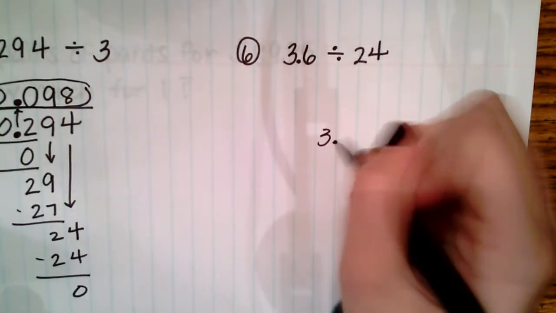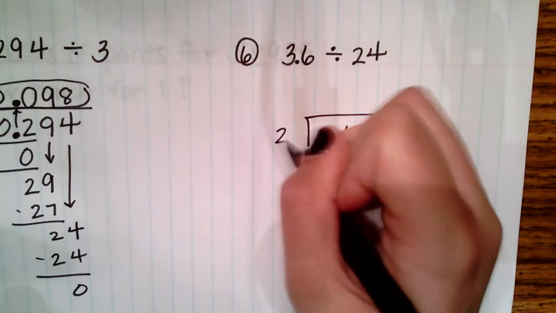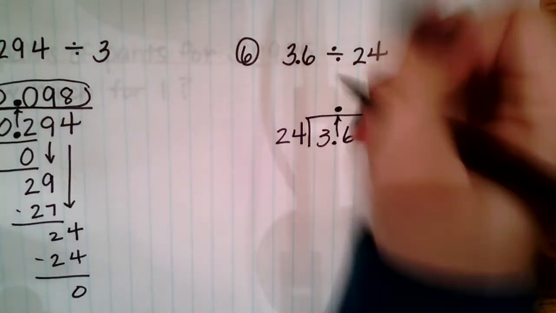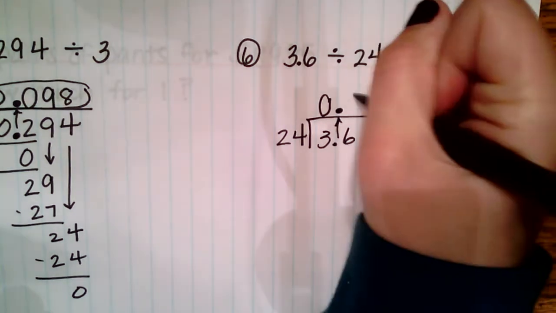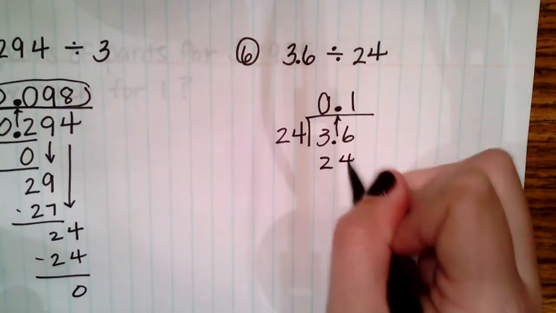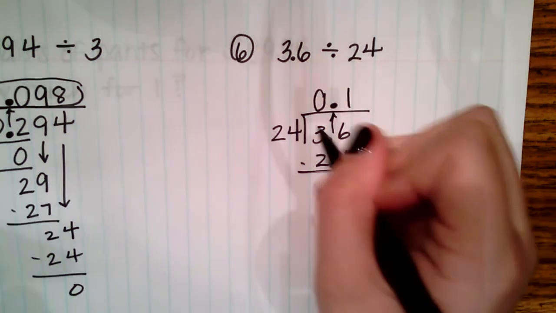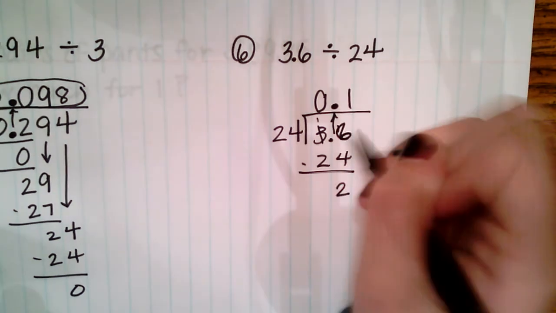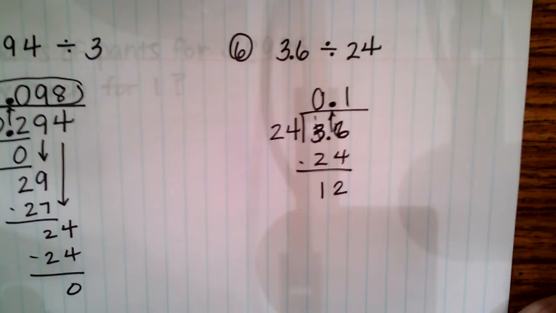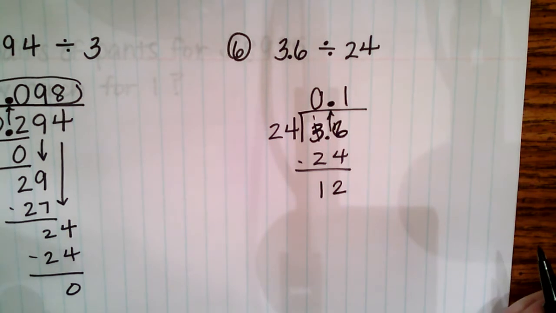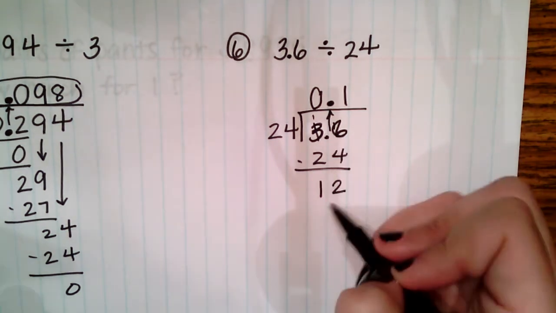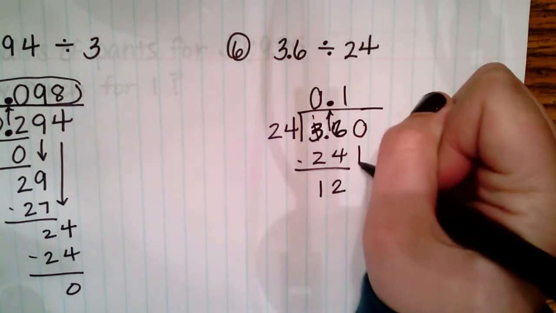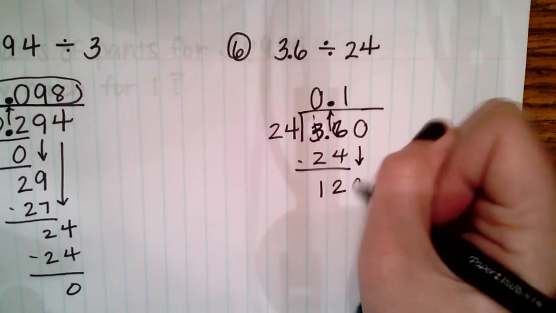Now I have 3 and 6/10 divided by 24. Float my decimal up. 24 goes into 3 0 times, but it goes into 36 once. Oh, sorry, I didn't need to bar there. That gives me 12. 12 is less than 24, so I'm good. And I still have 12 left over, so with the decimals, I'm going to add a 0 at the end because it doesn't change the value.